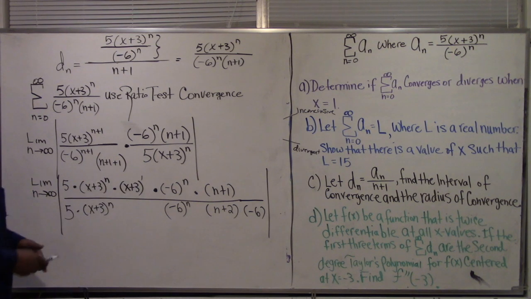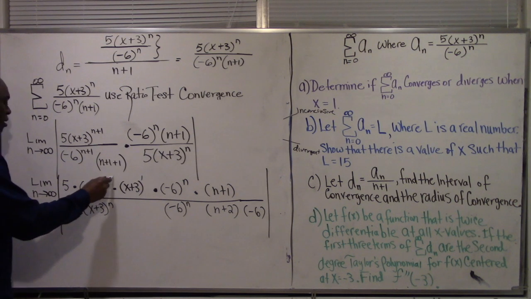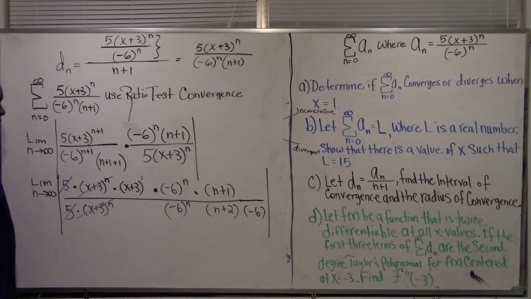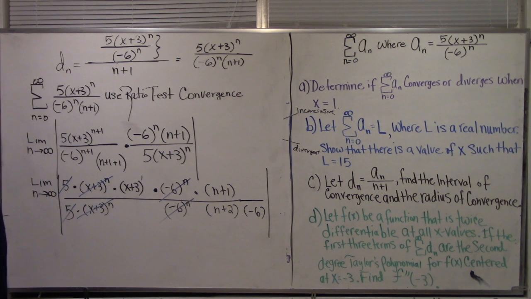The reason I do that, everything is now lined up so I can cancel out a little easier. It helps with the cancellation. So (x+3)^n goes away. 5s go away. What else? Negative 6 to the n goes away. What else? That's it.